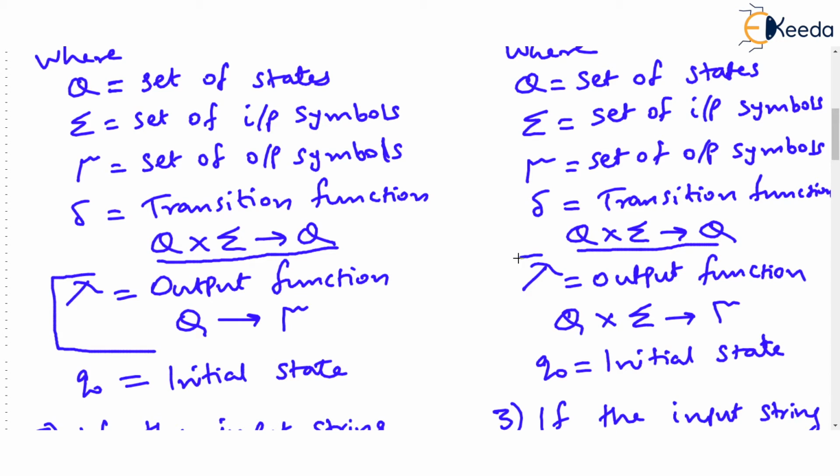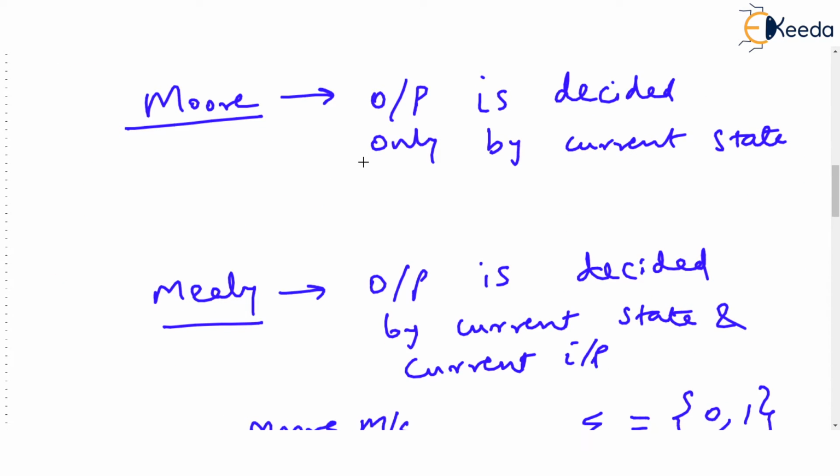You see this? Tell me, in a Moore machine, who decides the output? Yes, the state Q decides the output. Remember, this Greek symbol is the output symbol. Tell me, in a Mealy machine, how is the output decided? It is decided on the basis of current state and current input, both. That's the only difference. Let's go back to our example of the Moore machine and Mealy machine.